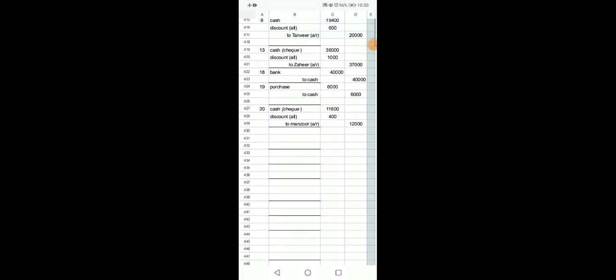Guys, welcome again. We have completed entry number 20. What we were doing, we were on our journal entries. It was question number 7, and step by step we have completed journalizing different transactions, and up till date 20 we have completed our transaction and converted into journal. All right, so let's get forward.